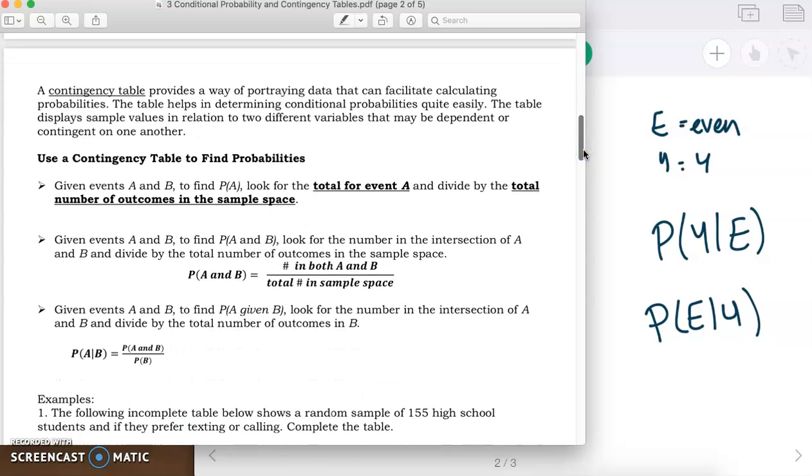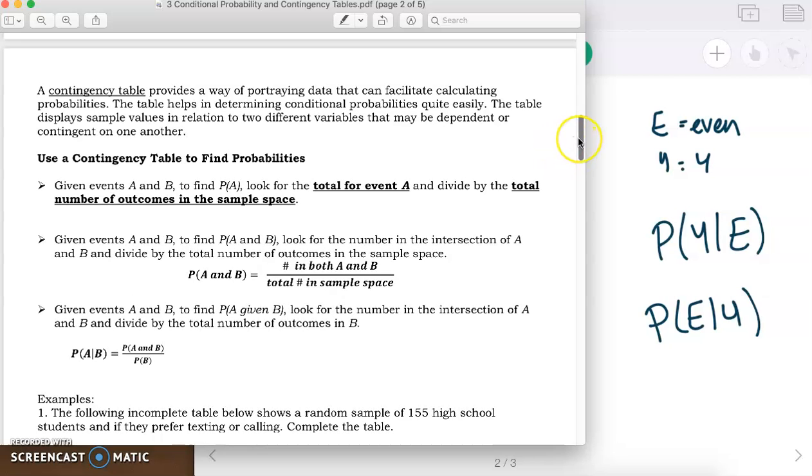A contingency table provides a way of portraying data that can facilitate calculating probabilities. The table helps in determining conditional probabilities quite easily. The table displays sample values in relation to 2 different variables that may be dependent or contingent on one another. Use a contingency table to find probabilities.